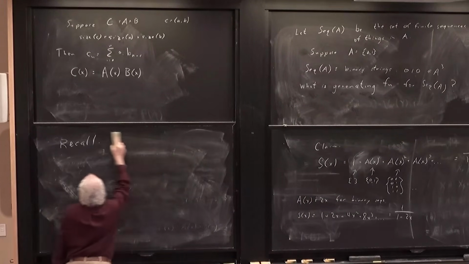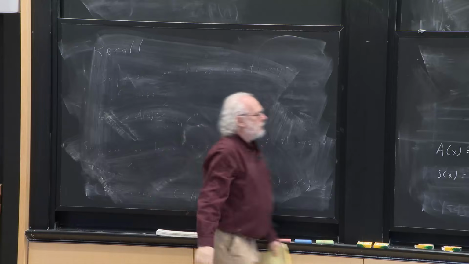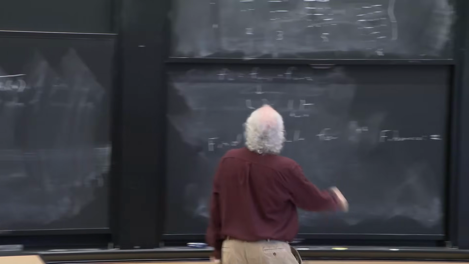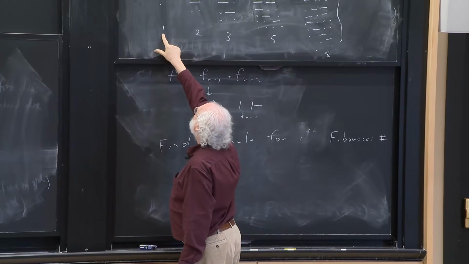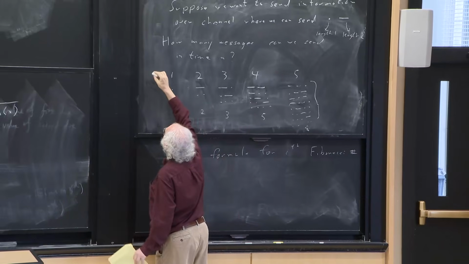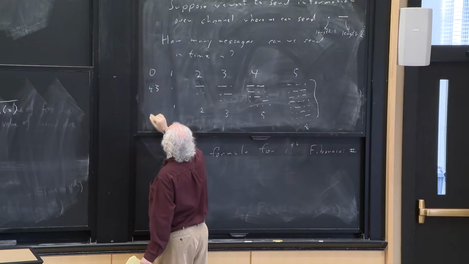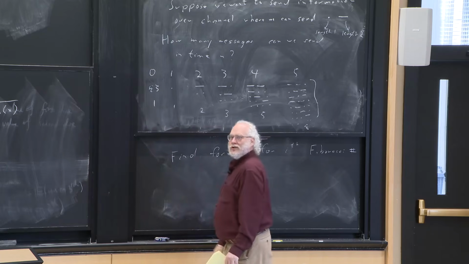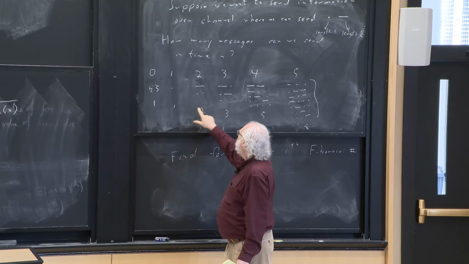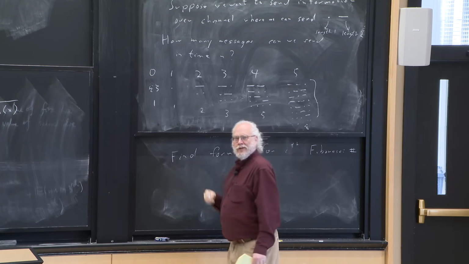I want to say something. Back when our lecture notes were first written, I used f1 equals 1. There's one way of sending a message of length 0, which is the empty message. So f0 equals 1, f1 equals 1, f2 equals 2, f3 equals 3, f4 equals 5, etc.